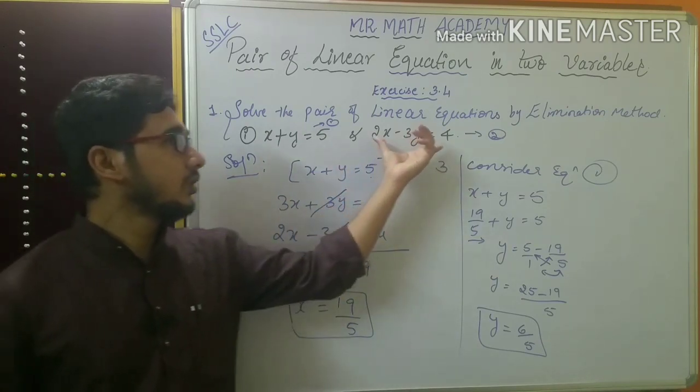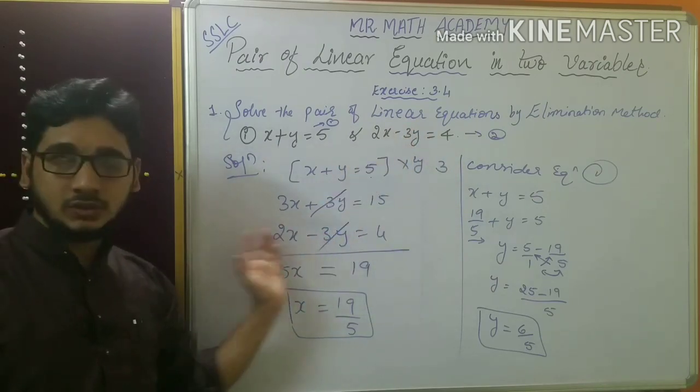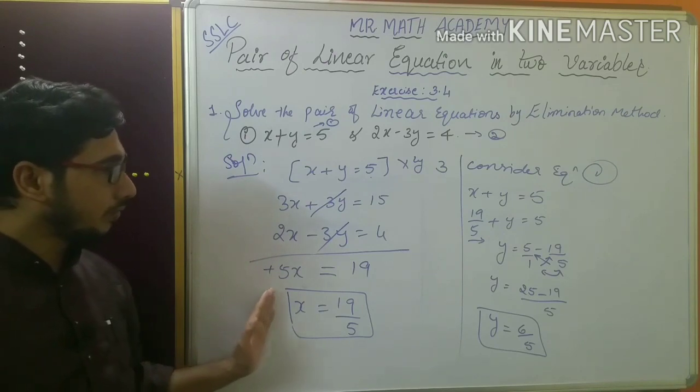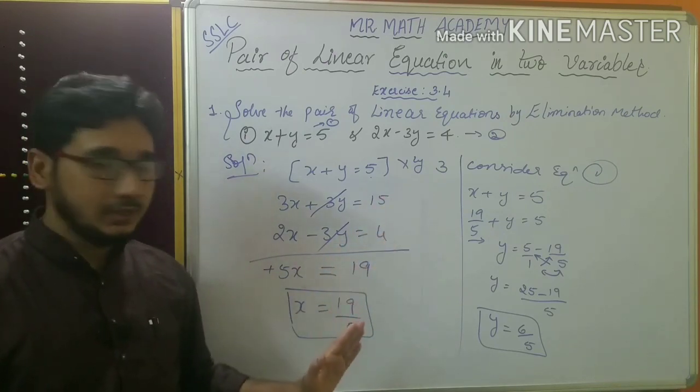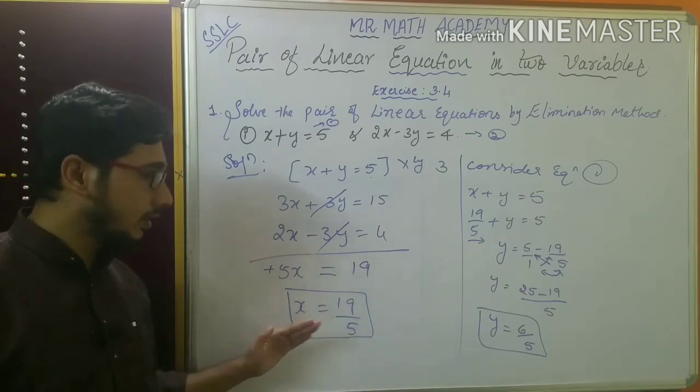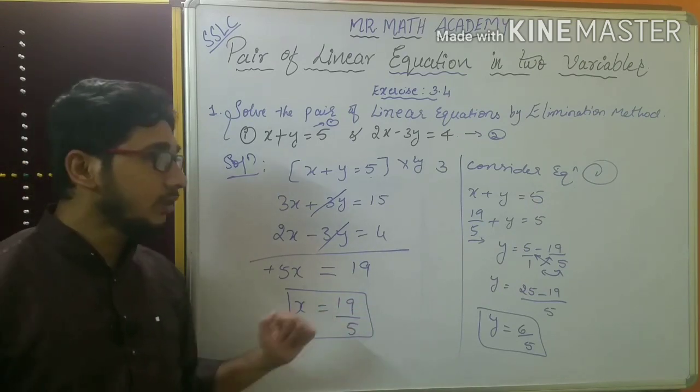So for this equation, and I again consider this equation, simplify it. Plus 3y minus 3y gets cancelled. 3 plus 2 is 5x, those two you add, you will get 19. So the 5 will come to the denominator of the RHS. It will become x is equal to 19 by 5.